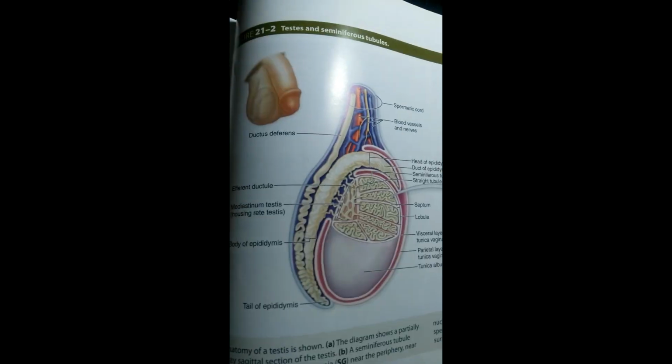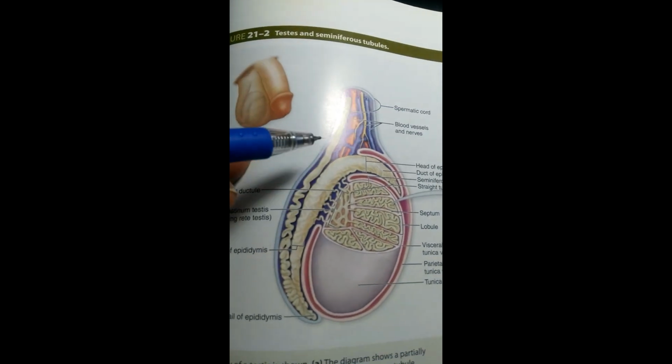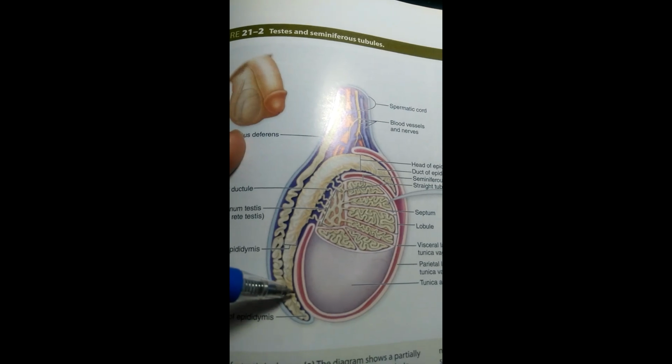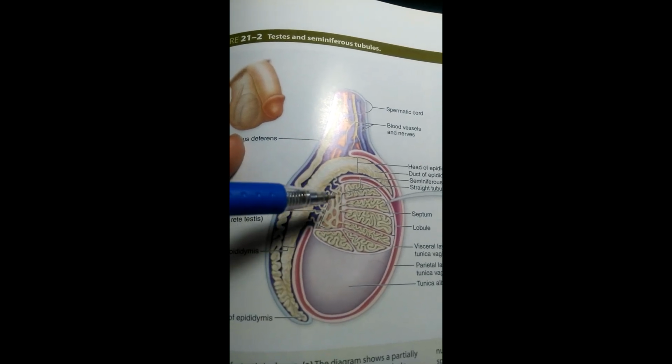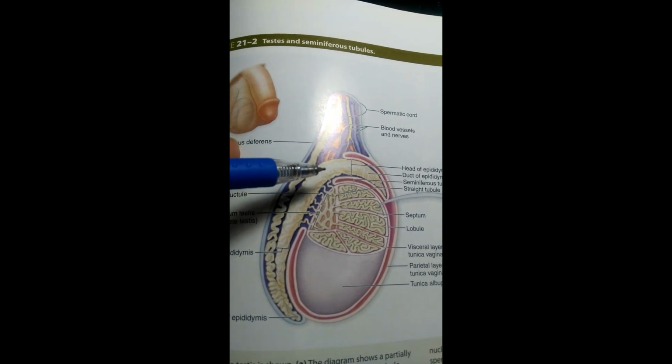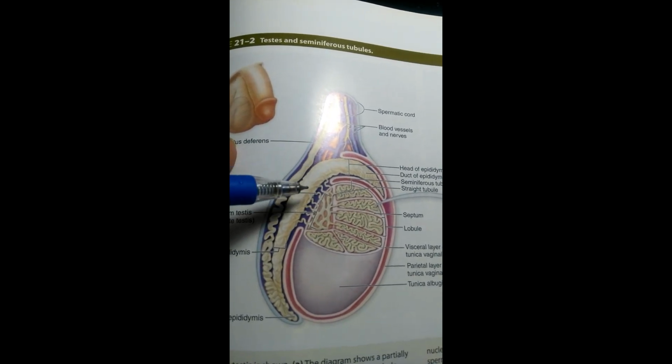Now you can see here in the next picture. This is the head, this is the body, and this is the tail. You can see the efferent ductules from the rete testis entering into the ductus epididymis.